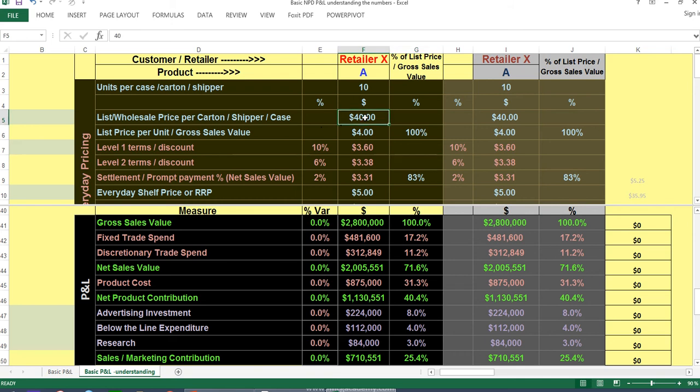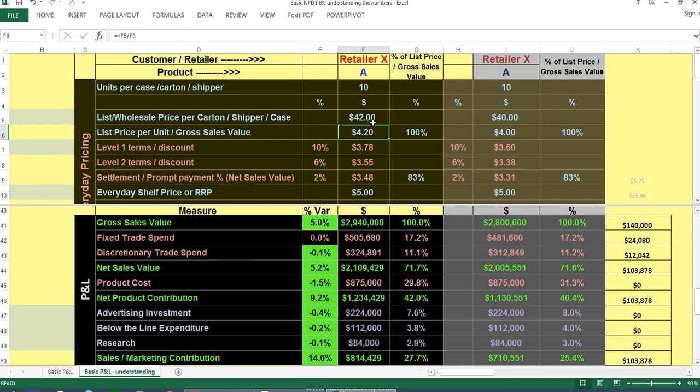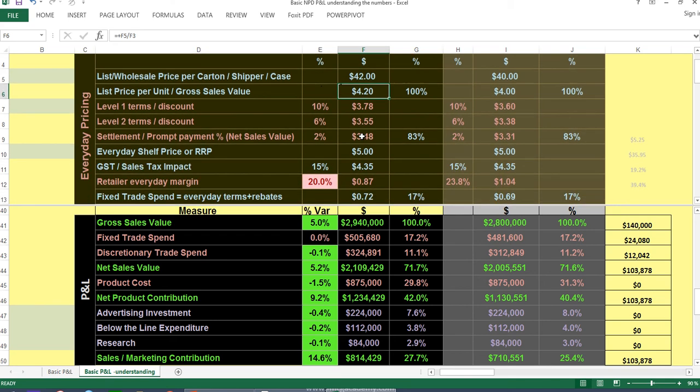Let's jump straight into it. So the business says, okay, we're not happy with $710,000. We need to make more money. So let's raise the list price to $42. When you raise that, you've raised the list or wholesale price by 5%. Immediately, your gross sales goes up. Your discretionary trade spend marginally comes down as a percentage point, though in absolute numbers it is all going up.